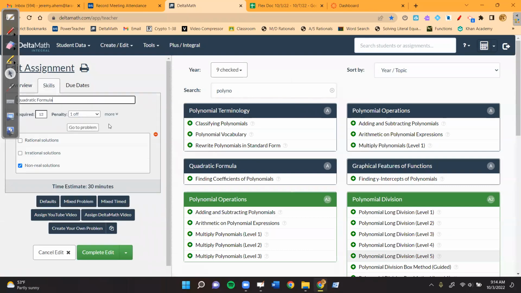Oh, never mind. I lied to you. I was thinking of something for my third hour. So you guys, this is business as usual. But you can see, you can't probably read that, but I have a checkbox checked that says non-real solution. So that means you're only going to get answers with i's. Okay, and there's 12. Got it? Questions? All right, let's do this.